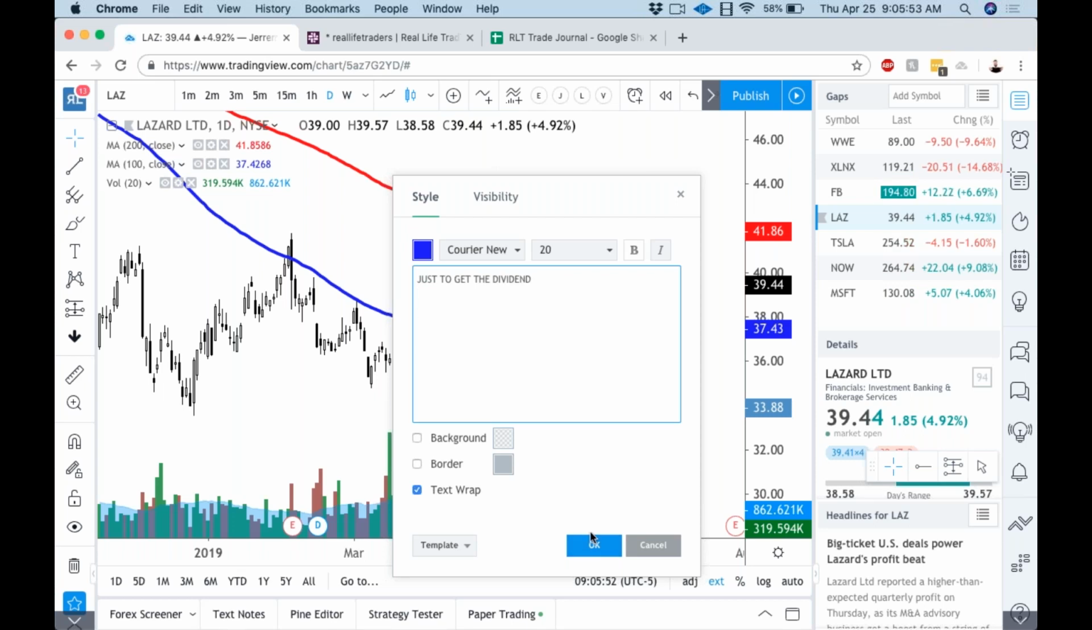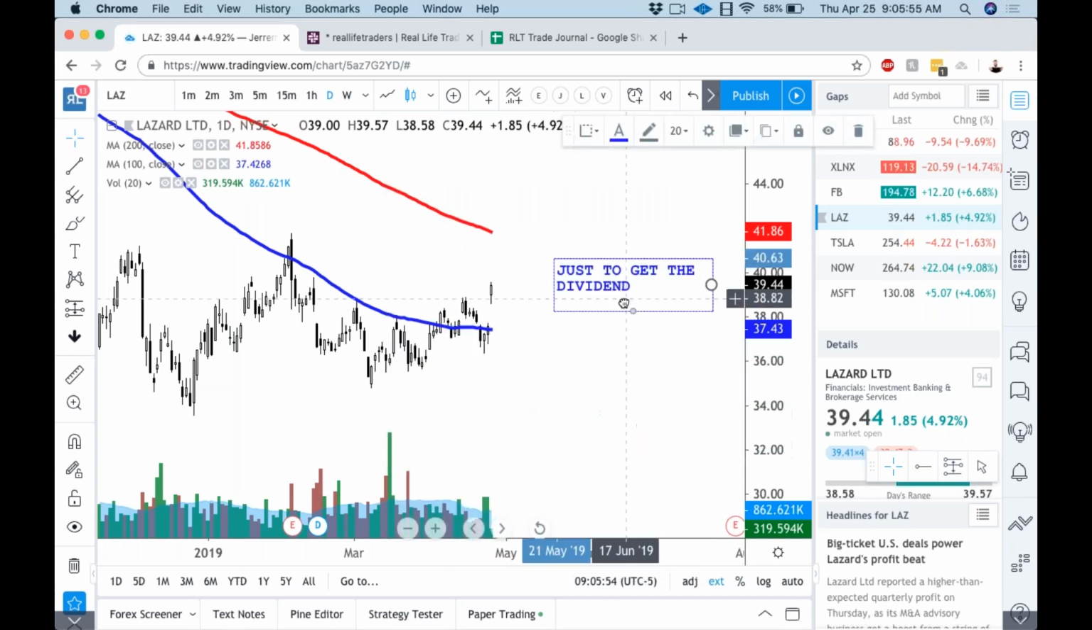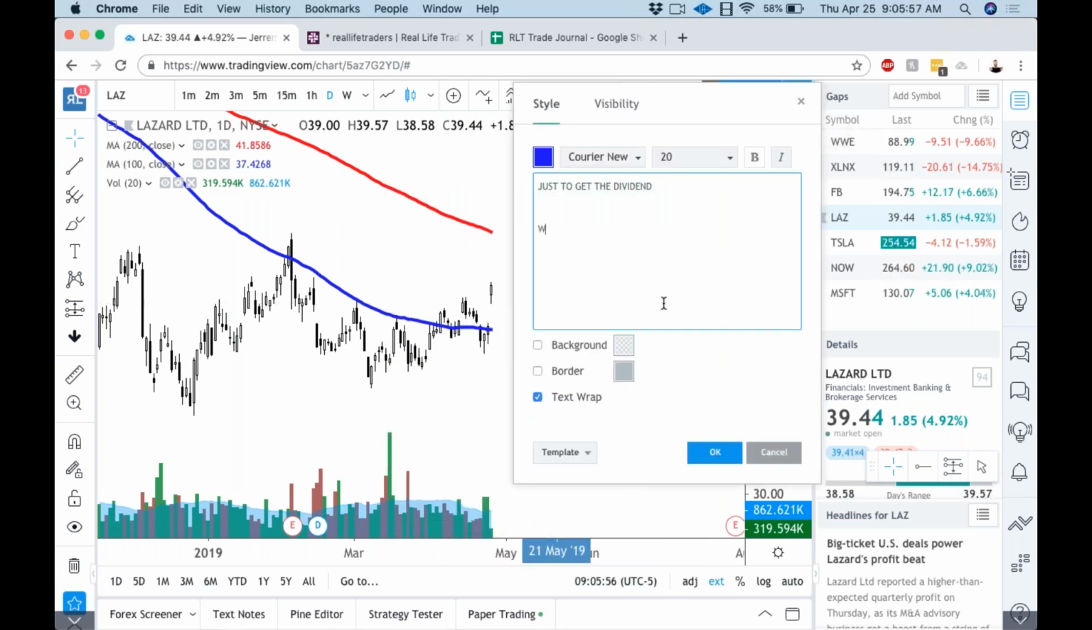Now, what does that mean for us as traders? Well, one thing very simple. When the stock gaps on earnings, you have a lot of people who are going to sell to lock in profit.